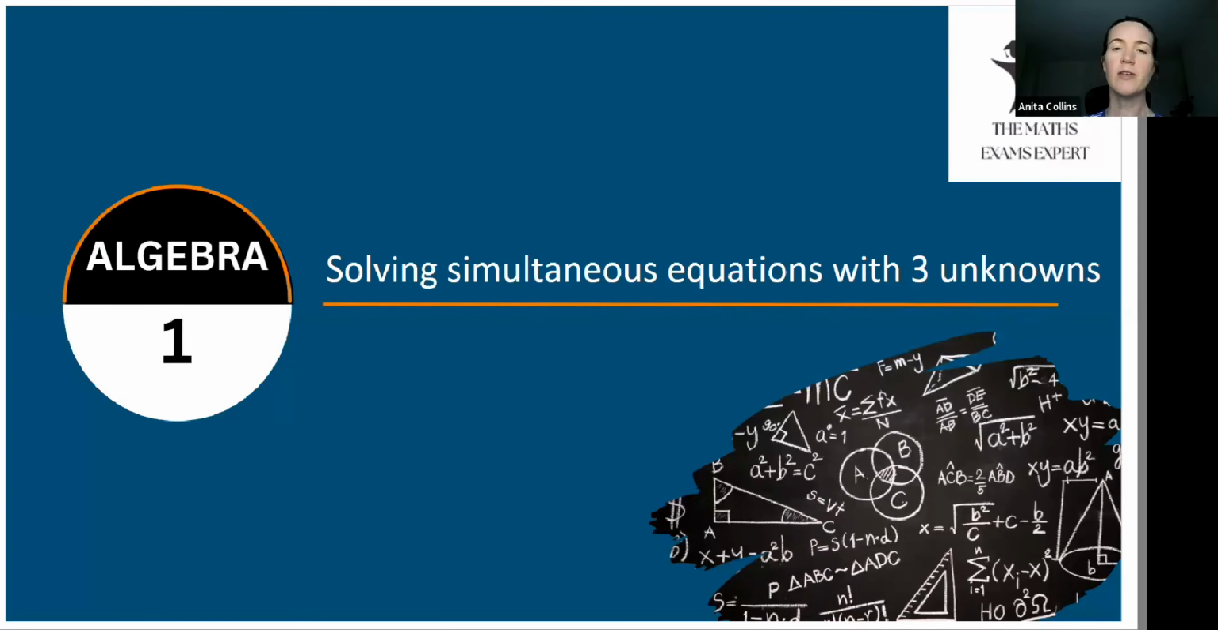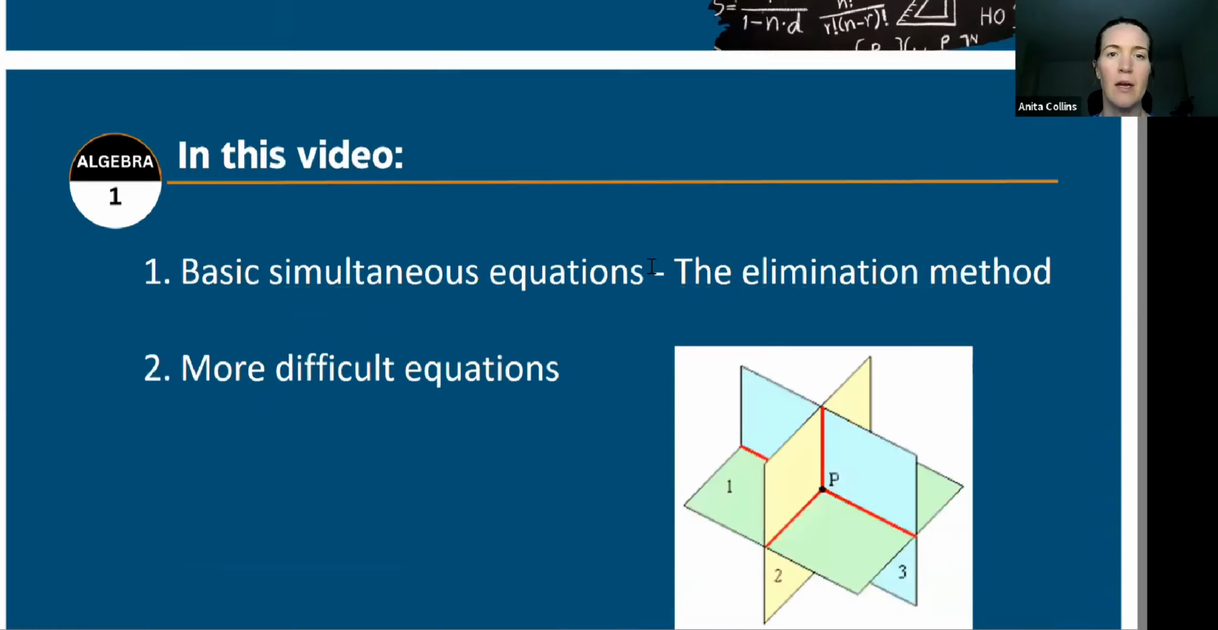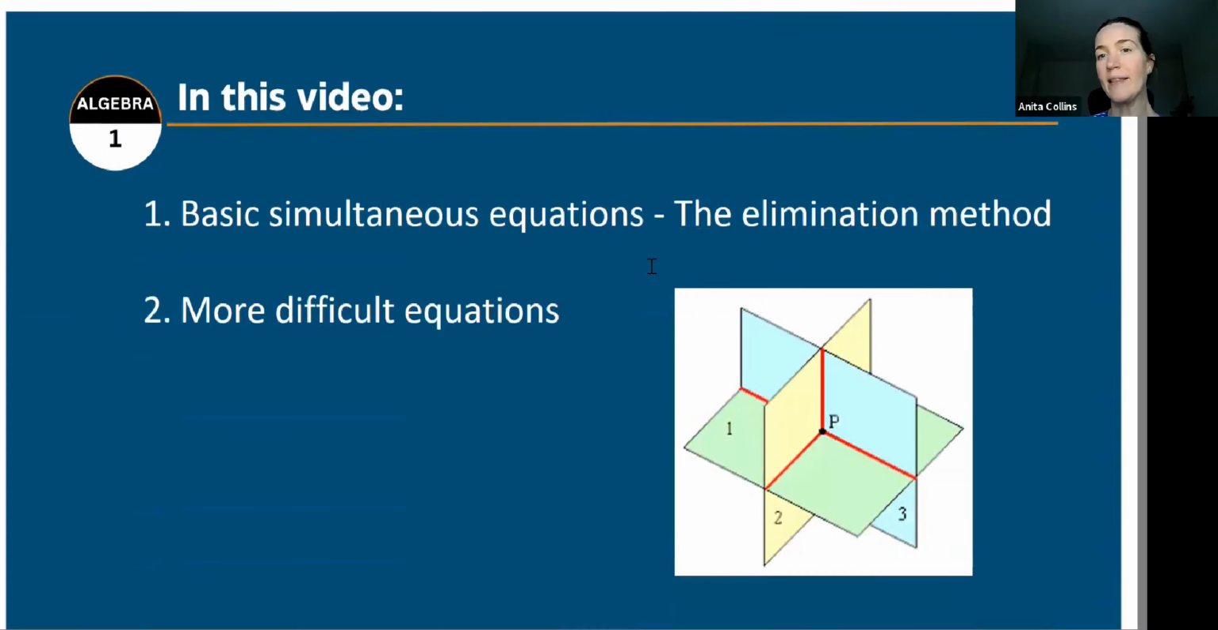So in this video, we're going to look at solving simultaneous equations where you've got three unknowns. You solved simultaneous equations with two unknowns over the past few years. Now we're moving on to three unknowns. We're going to look at the elimination method for solving basic simultaneous equations, and then we're going to go on and look at some more difficult ones where maybe you've got a variable missing.